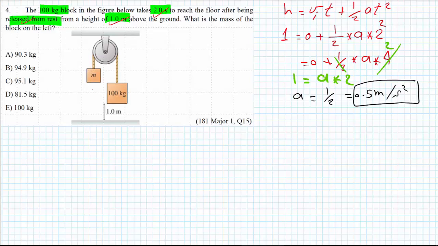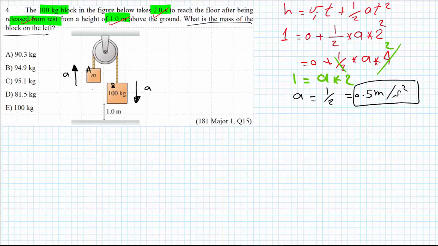So this is the acceleration of the first object, which is downward, and also the acceleration of the second object, which is upward. Let's call this one B, let's call this one A, so we can distinguish between each other. So this is the acceleration of the two objects. Now he's asking about what? What is the mass of the block on the left?